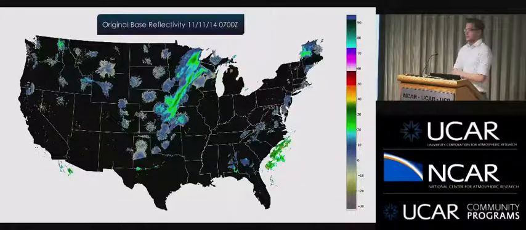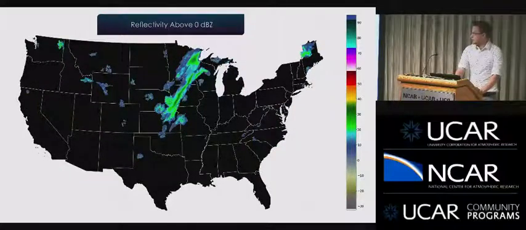So this is what the process looks like visually. We start with a base reflectivity image. This is November 11th, 2014. We have a nice band set up from southeast Nebraska to southeast Minnesota. And the first thing we do is we threshold at 0 dBz. So all we're left with are contiguous precipitation regions exceeding 0 dBz.